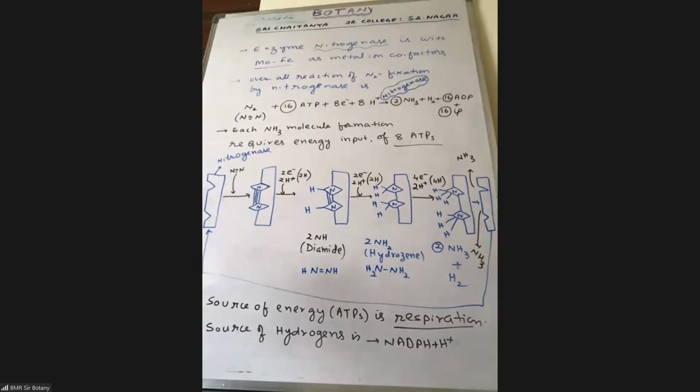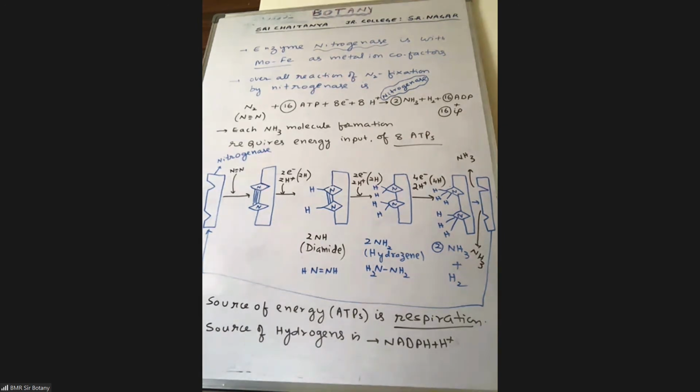Here some interpret it as 6 electrons, 6 protons, 2 plus 2, in which case no hydrogens you are going to get. But what is actually happening is this only. So you are getting diamide, hydrazine, and finally 2 ammonia molecules from the triple bond broken. Yes, sir.